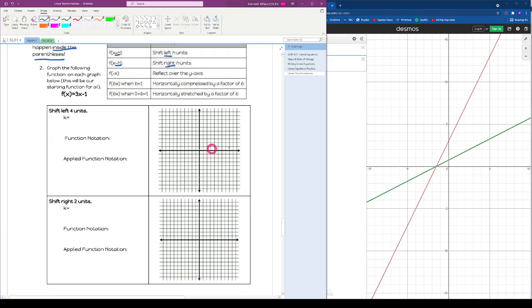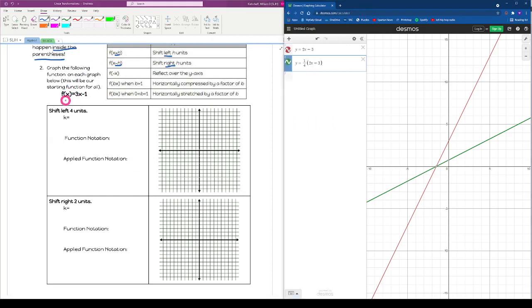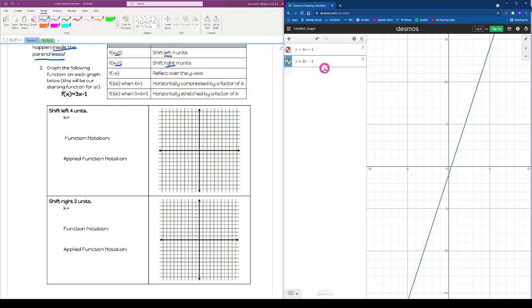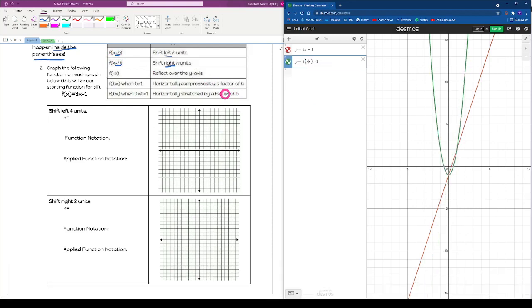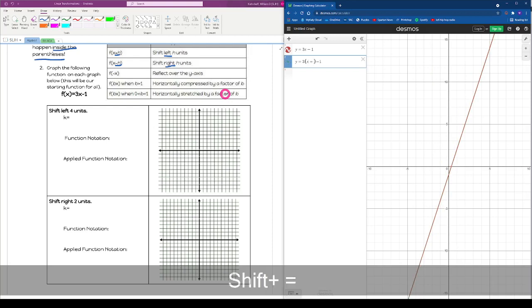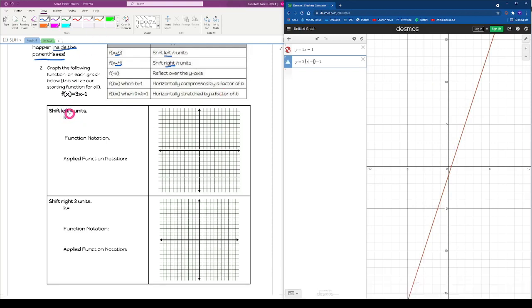So our base function that we're going to use this time is f of x equals 3x minus 1. So let's make our red one 3x minus 1. And in our altered version of that, what we want to do is not affect the whole 3x minus 1 function. What we want to do is replace the x. So we're going to change x here into x plus h. So we'll put x plus, and then our shift is left 4 units, so we need to add 4.